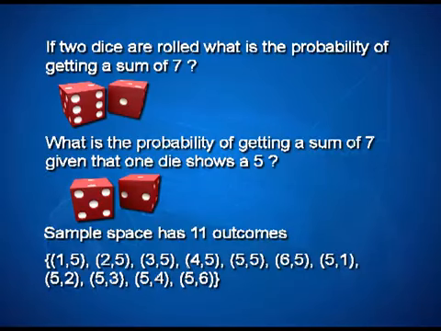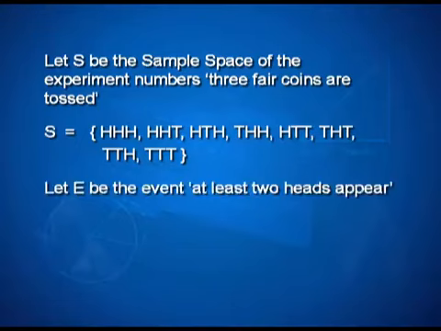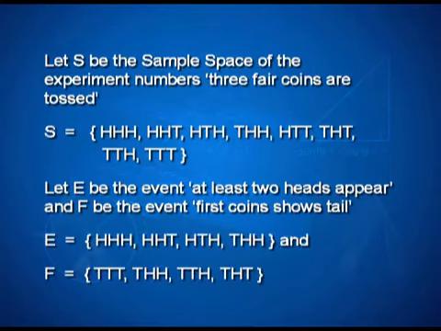We were given a condition that one of the dice shows 5, and then we were finding the probability of getting a sum of 7. Let us illustrate this further by taking another example. Suppose I consider the sample space of 3 fair coins tossed. We know that there are 8 possible outcomes. Let us describe event E to be at least 2 heads appear and F to be the event that the first coin shows tail. Then you can always represent the 2 events in the roster form.